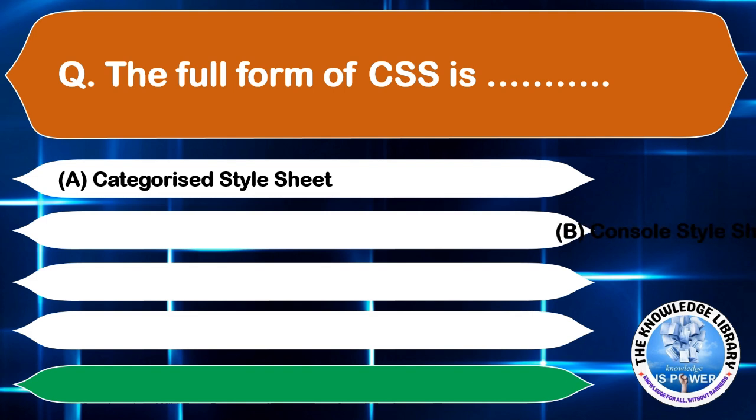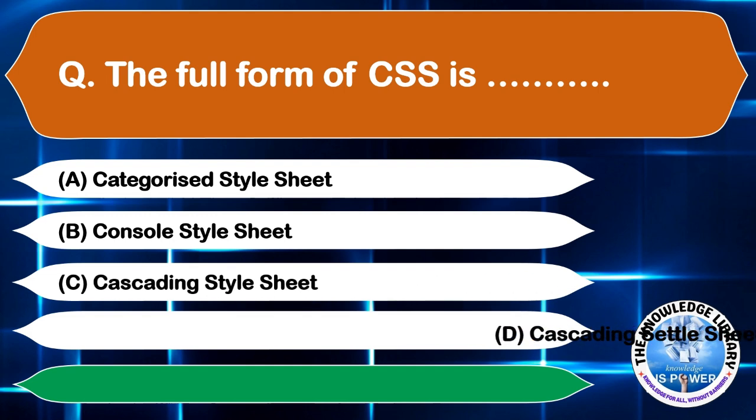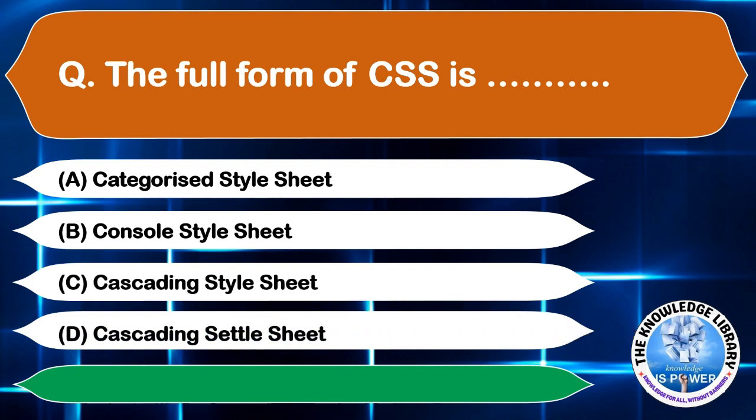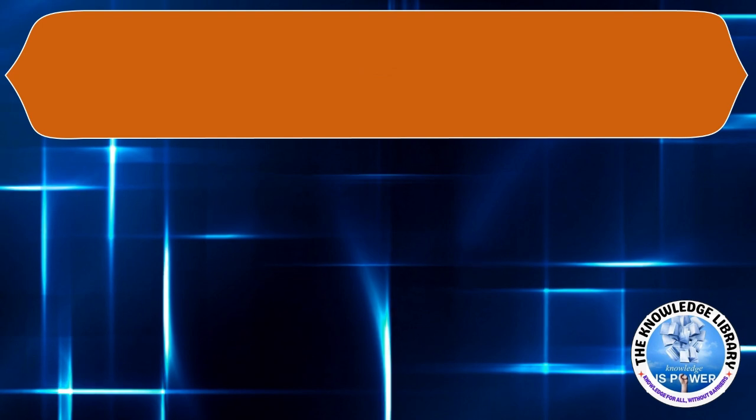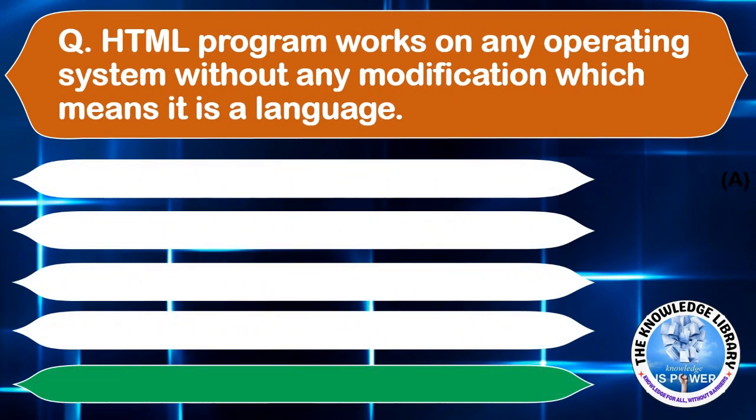The next question is, the full form of CSS is option A, categorized style sheet. Option B, console style sheet. Option C, cascading style sheet. Option D, cascading settle sheet. The correct answer is option C, cascading style sheet.